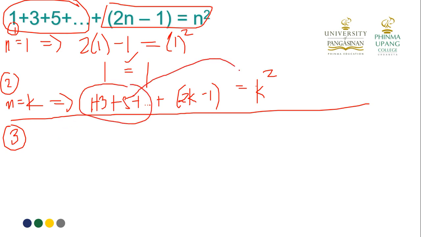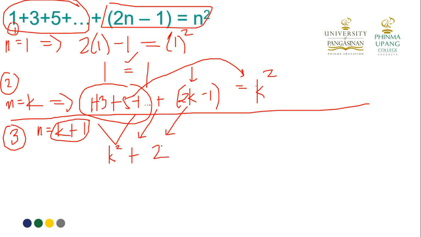Again, 1 plus 3 plus 5 is equivalent to what? K squared. So, n is equivalent to k plus 1. So, bring down k squared here. Then, copy plus. Then, bring down 2k minus 1. But since our quantity 2k minus 1 has the variable of k, we're going to substitute k into k plus 1. We're going to change k to k plus 1 according to our step number 3. So, 2k plus, quantity of k plus 1 minus 1 is equivalent to k plus 1 raised to 2. Nasundan po yung substitution method.